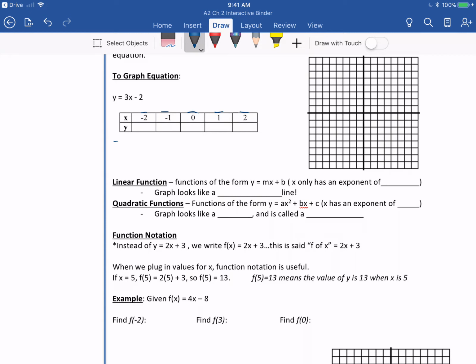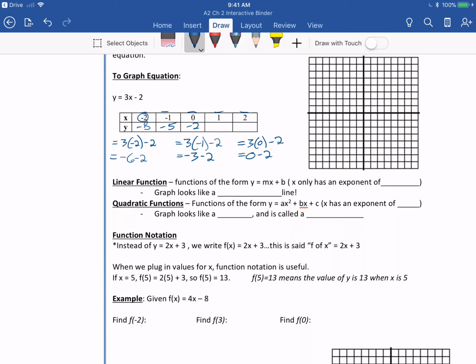So if I look here, y equals 3 times -2 minus 2. All I'm doing here is plugging in -2. So 3 times -2 is -6, minus 2 is -8. If I plug in -1, I have 3 times -1 minus 2. 3 times -1 is -3, minus 2 is -5. If I plug in 0, I get 3 times 0 minus 2. 3 times 0 is 0, minus 2 is -2.